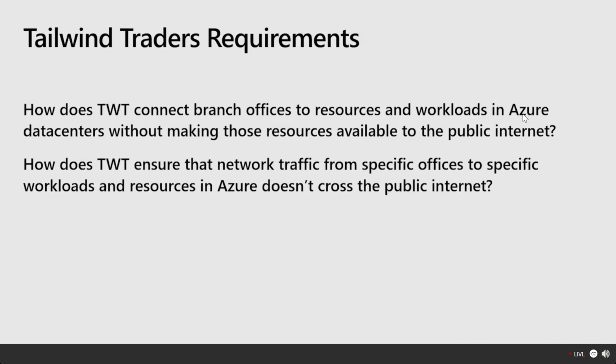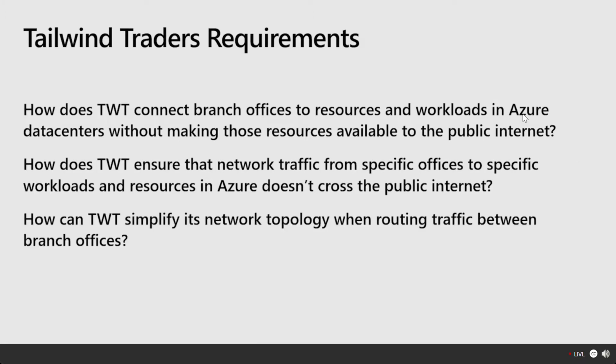So as well as not having those resources open to the internet, they don't want their own network traffic from their branches into Azure to go anywhere near the public internet either. And that's a specific requirement at some of their branch locations. Next, how can Tailwind Traders simplify its network topology when routing traffic between its branch offices? Now that they've experienced a bit of growth and they're in a bit of a mess as people have joined the company and created these environments and maybe even left the company, it's time to consolidate and simplify this network topology across all of their locations.